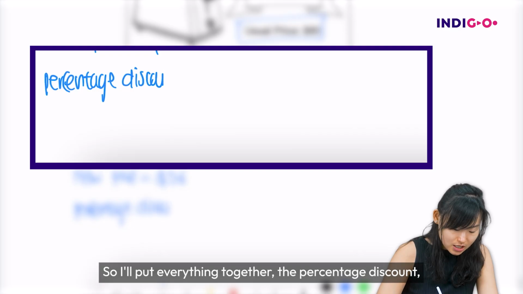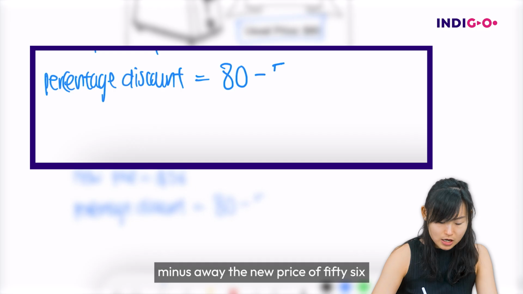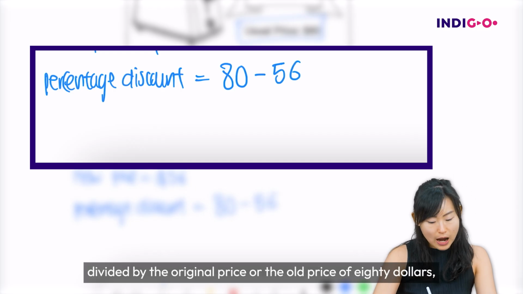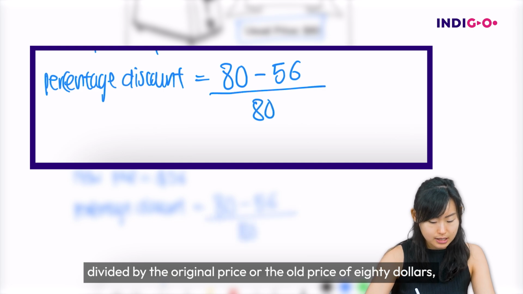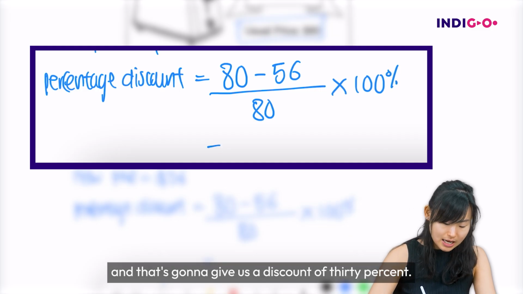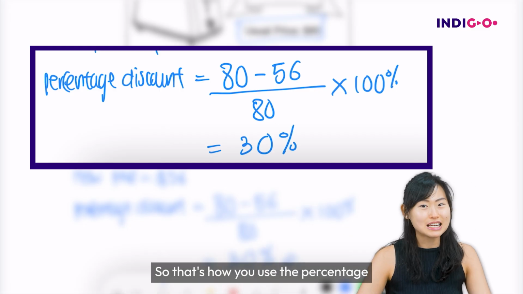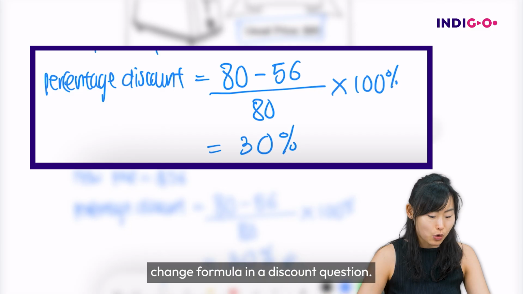The percentage discount would just be the old price minus away the new price of 56, divided by the original price or the old price of $80, times 100%, and that's going to give us a discount of 30%. So that's how you use the percentage change formula in a discount question.